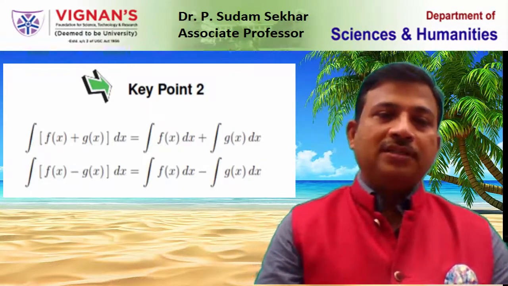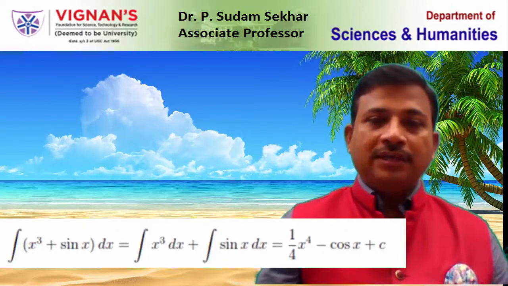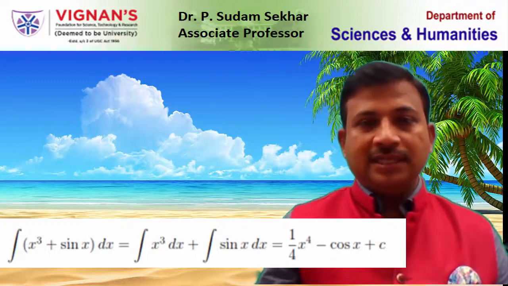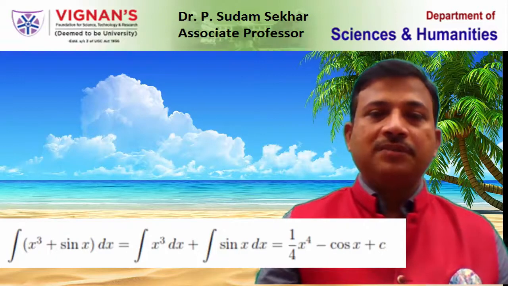So for example, integration of x cube plus sin x dx equal to integration of x cube dx plus integration of sin x dx equal to 1 by 4 x to the power 4 minus cos x plus c.